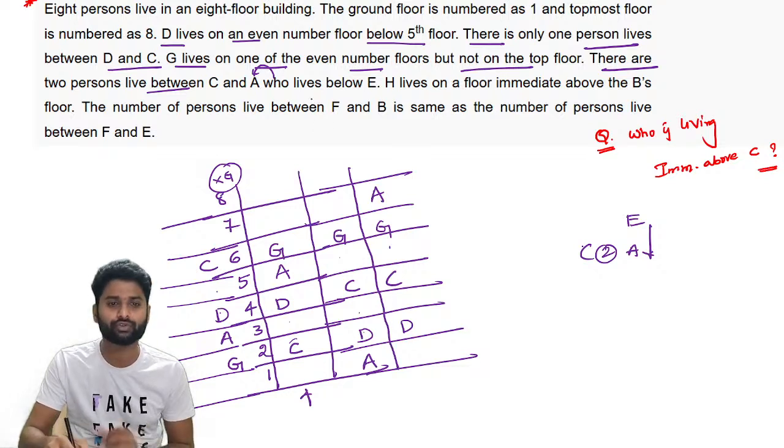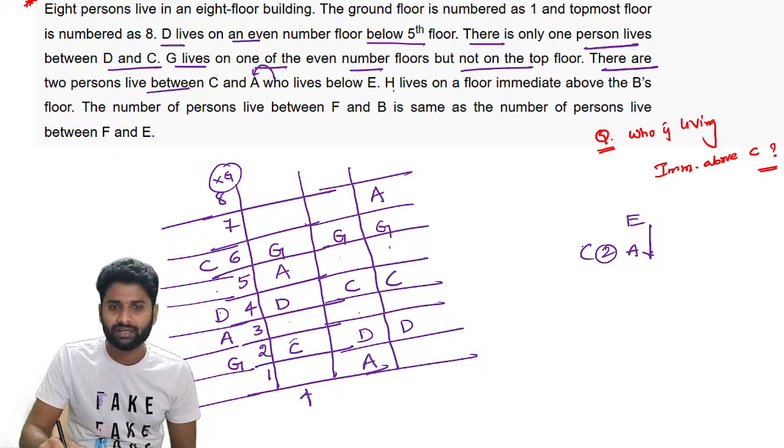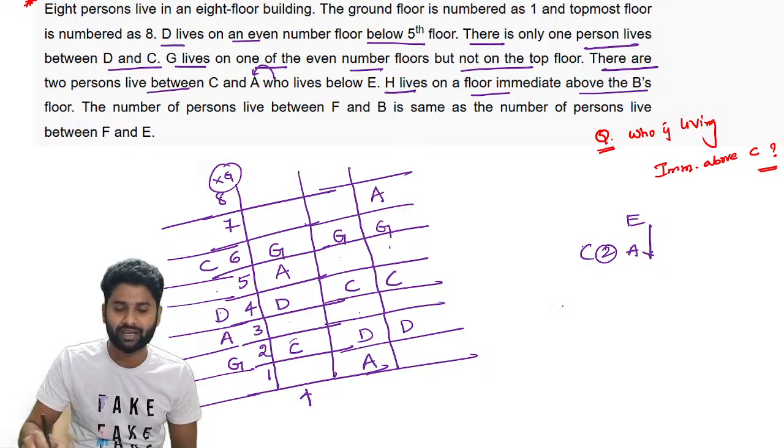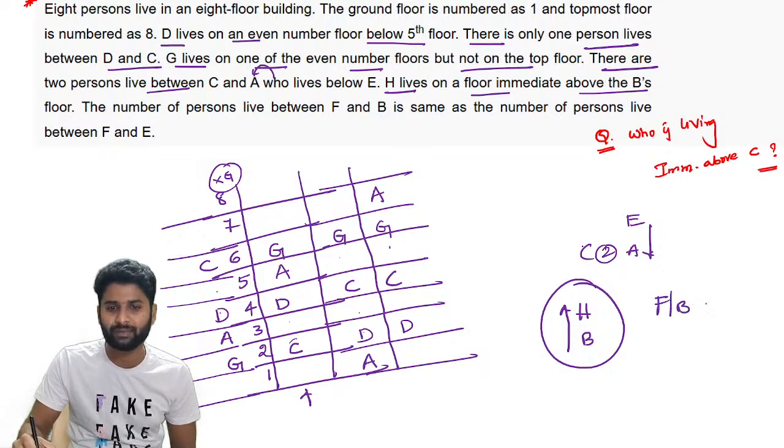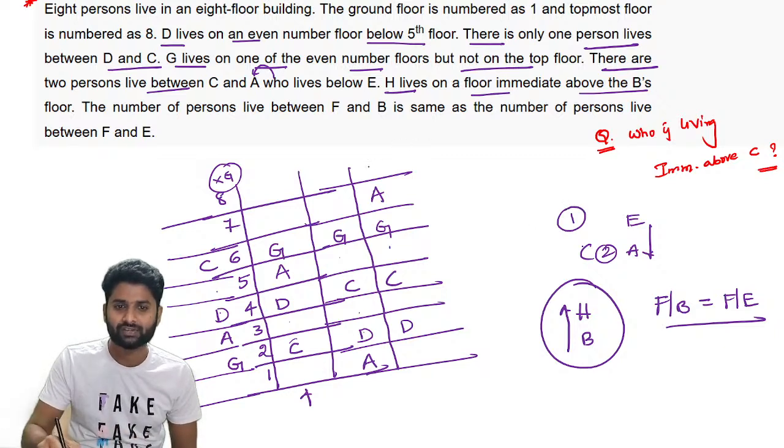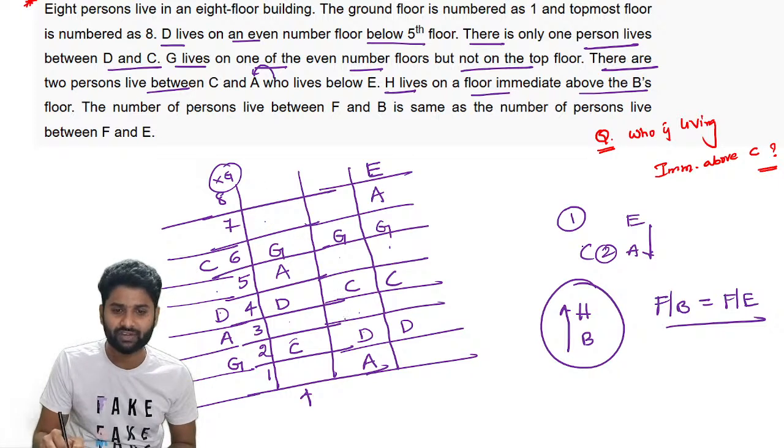So okay, we'll move on to the data. The data says that H lives on one of the floors above B's floor. Guys, H lives on one of the floors above B's floor. And the number of floors between F and B is the same as the number of floors between F and E. So these are the informations you have to fix. So in this possibility, you can fix E here. Next, here E can be the seventh or eighth. We are not sure, so it can be four different possibilities.